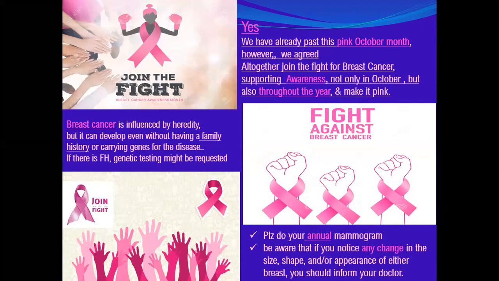As you know, breast cancer is influenced by heredity, but it can develop even without having a family history or carrying genes for the disease. And if the family history is present, genetic testing might be requested. Please do your annual mammogram, and if you notice any change in shape, appearance, or size of your breast, you should inform your doctor. Okay.